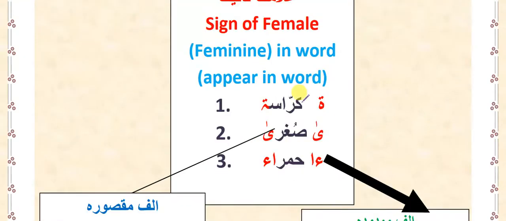Here you can see that I write kurrasatun. Kurrasatun means copy, notebook. So here it's a golta. The first sign of any ism being muannas is that it has a golta at its end. We also learned in the properties of ism that one of the properties of ism is having a golta in its ending. So here it's also a property of being muannas.